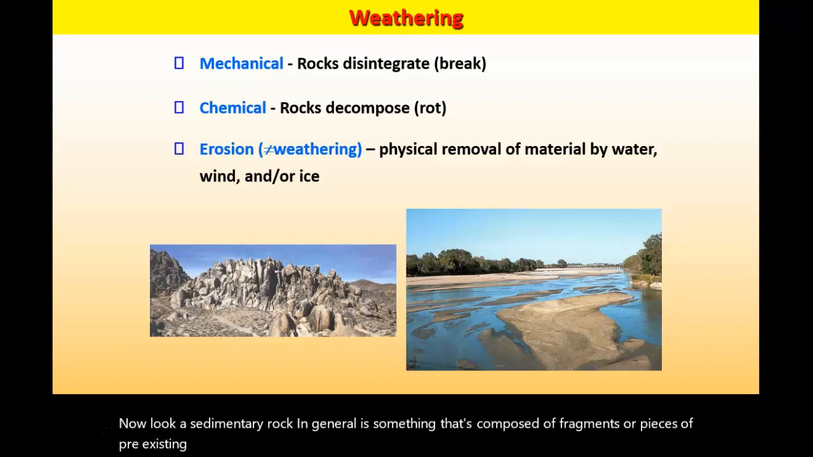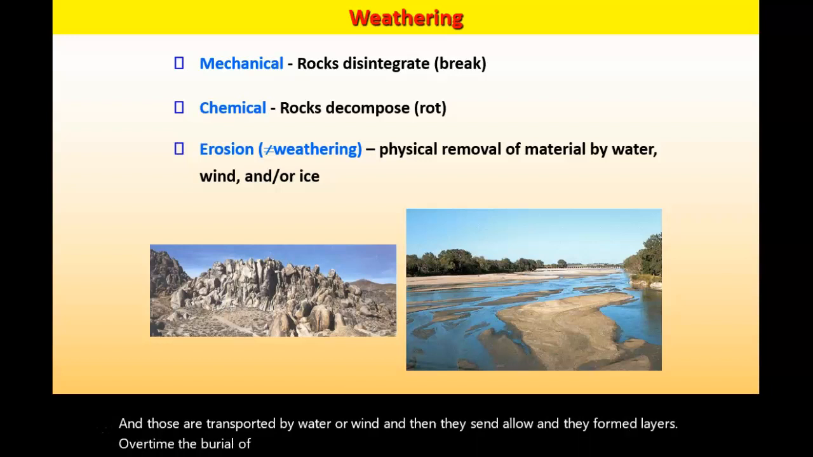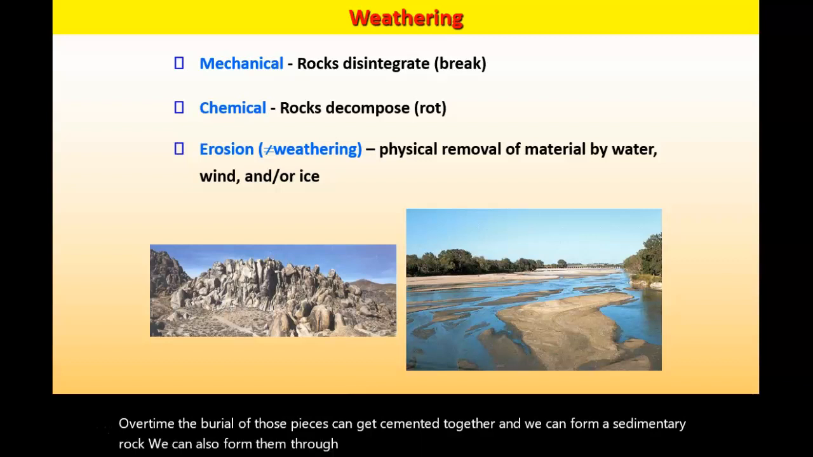And those are transported by water or wind, and then they settle out and they form layers. Over time, the burial of those pieces can get cemented together and we can form a sedimentary rock. We can also form them through chemical processes. But the idea of having pieces glued together would kind of be like a sandstone, right?